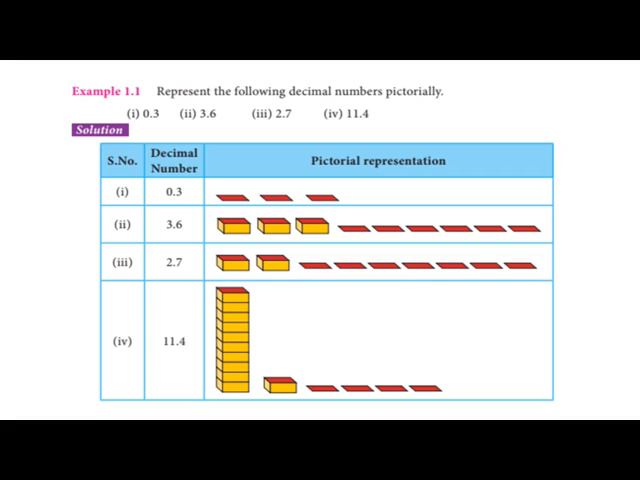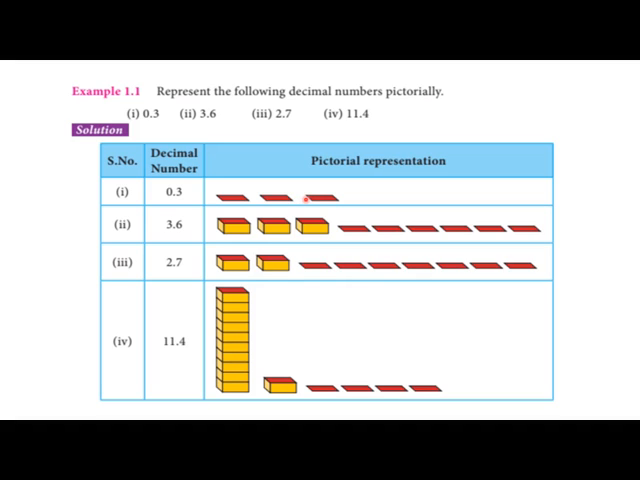Look at an example. Example 1.1. Represent the following decimal numbers pictorially. So first one is 0.3. Look at the number. Left hand side 0 only. So no number here. So you no need to draw any ones or tens. But after the decimal, that is right hand side, you have 3. After the decimal, the first value will be tenths. For tenths, you have to draw one square shape sheet. Here the number is 3. So you have to draw 3 sheets. Look at this, 3 square shape sheets.